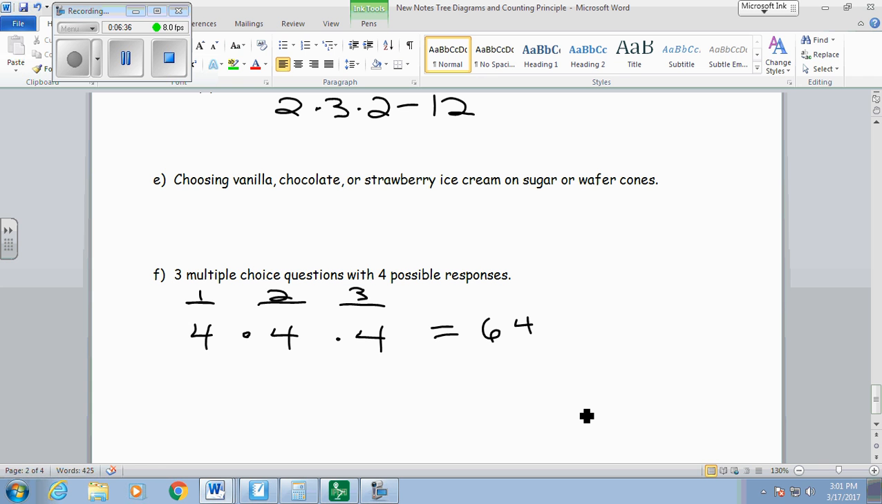When we come back, I'll have it ready. You have 3 flavors of ice cream, 2 types of cones, 3 times 2 gives us 6.